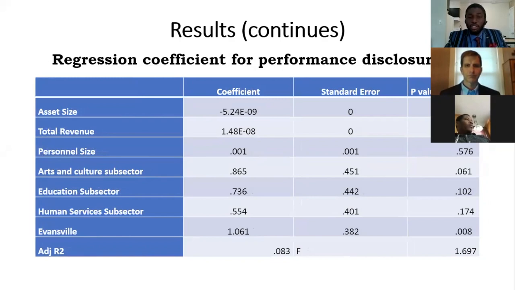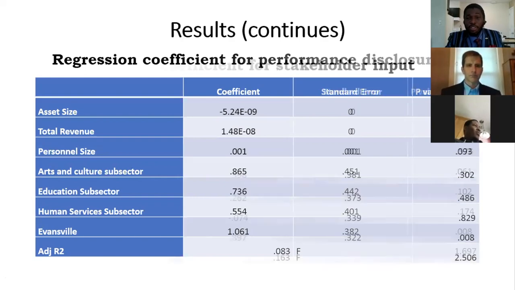And the third regression was for performance disclosure. Here the model explained 8.3% of the variation for performance disclosure. The interesting result we got here is that the art and culture subsector has a positive effect on performance disclosure. This means that these organizations are more prone to disclose their performance online as compared to nonprofits in the health subsector. And again, location has a positive effect on performance disclosure.